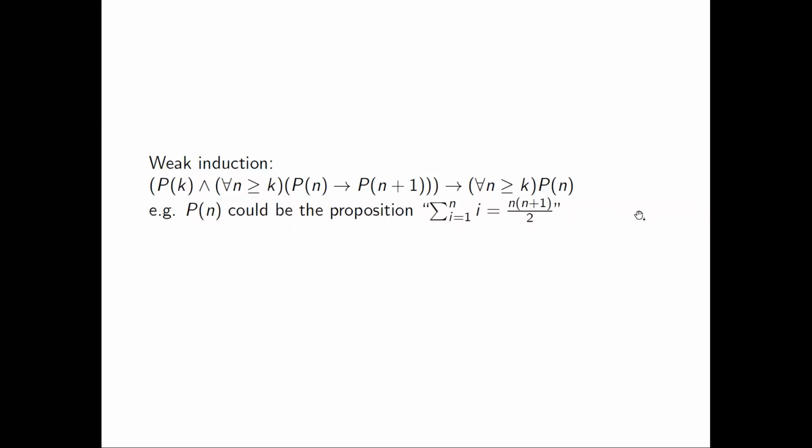So one proposition that we might consider to apply weak induction would be this proposition, P of n, which is defined as the sum from i equals 1 to n of i is equal to n times n plus 1 over 2. So let's see how we can prove that using weak induction.